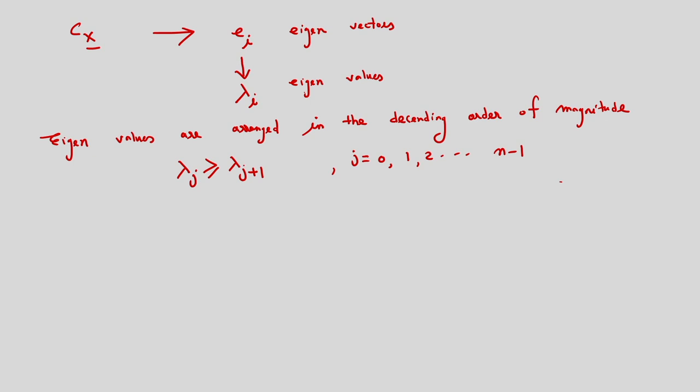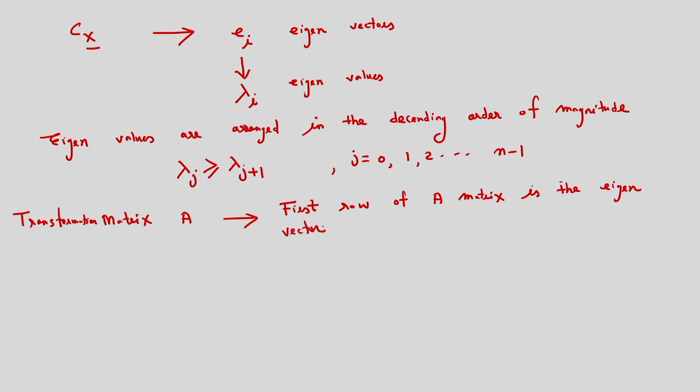Now we have to construct the transformation matrix. So from the set of eigenvectors, we can form a matrix. The matrix is the A. A is the transformation matrix. Transformation matrix A I can form with the help of the eigenvectors. So how to form this? The first row of A matrix is the eigenvector corresponding to the largest eigenvalue. Like this, we have to consider.